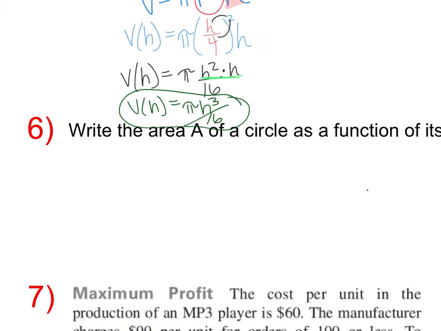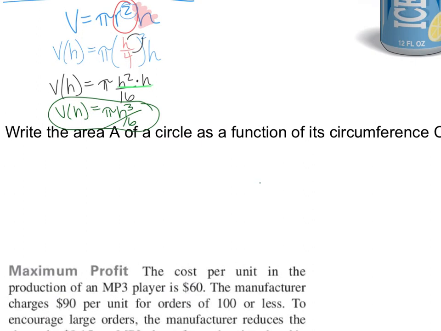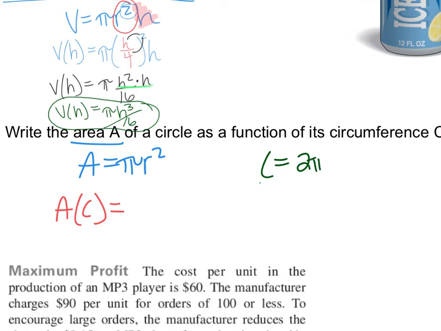Number 6: write the area A of a circle as a function of its circumference. Okay, so we want area. The area of a circle is pi r squared, but we want to have the variable C in there. So we want area as a function of the circumference. Well, what's the circumference? Circumference is 2 pi r, or pi times diameter.